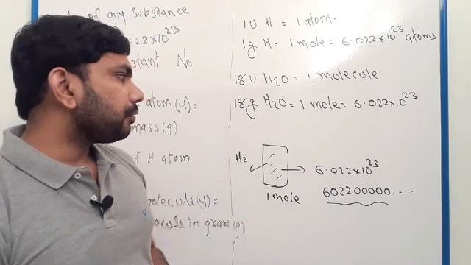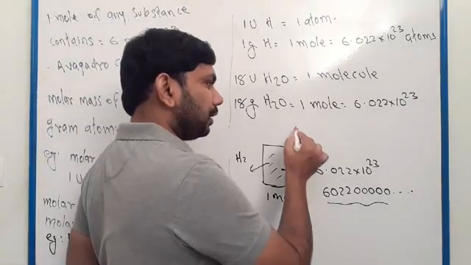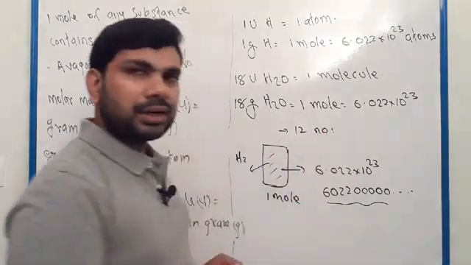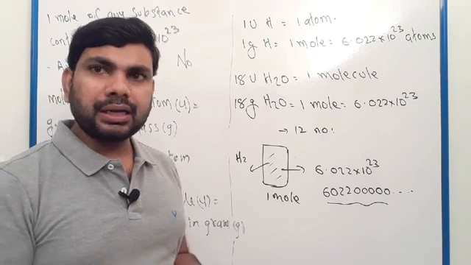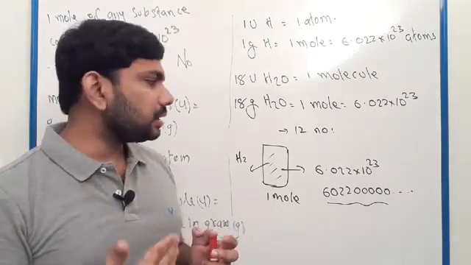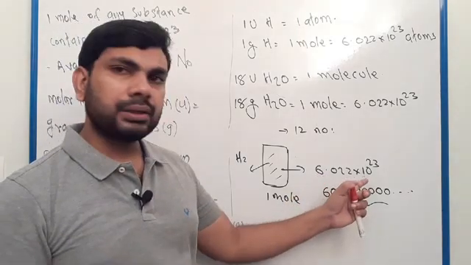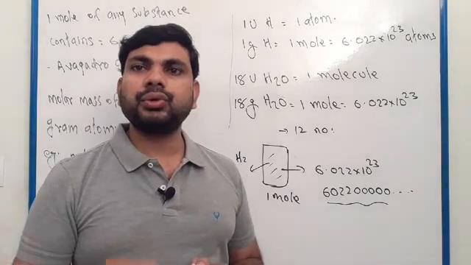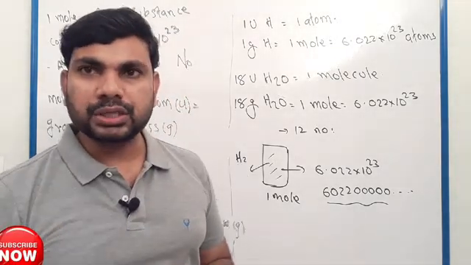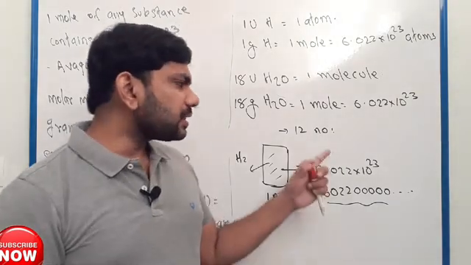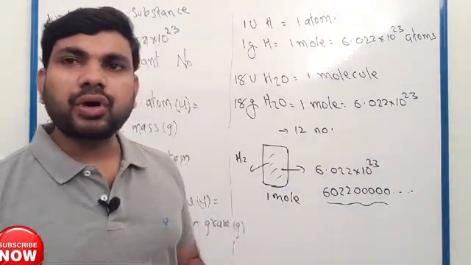We know 1 dozen means 12, right? 1 dozen means 12 numbers. Similarly, you have to understand 1 mole means it contains this much number. 1 mole of substance means it contains 6.022 into 10 power 23 particles. That is 1 mole substance. And this number is called Avogadro constant.